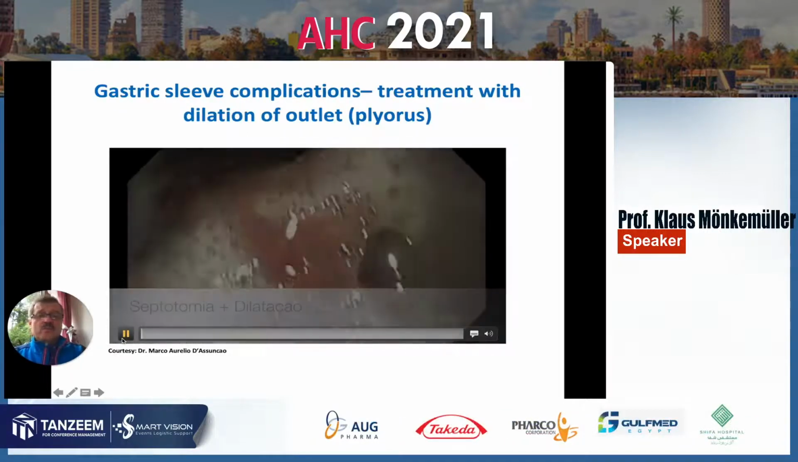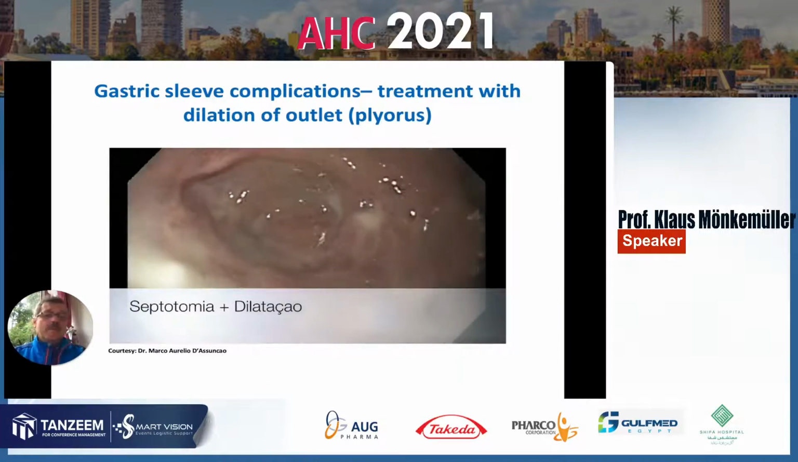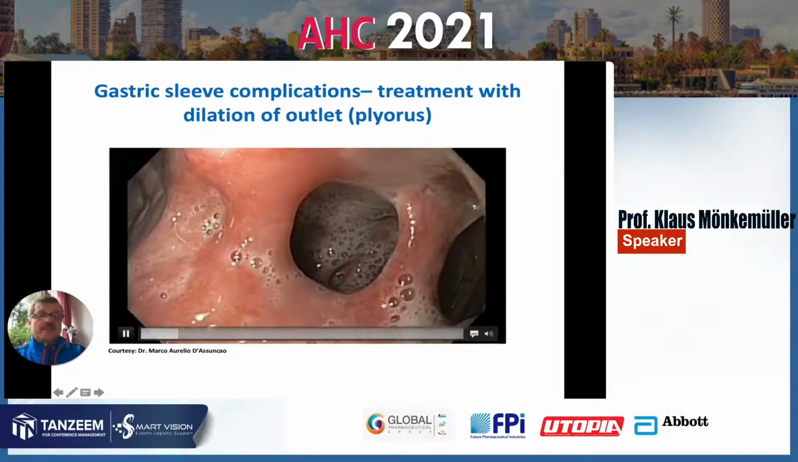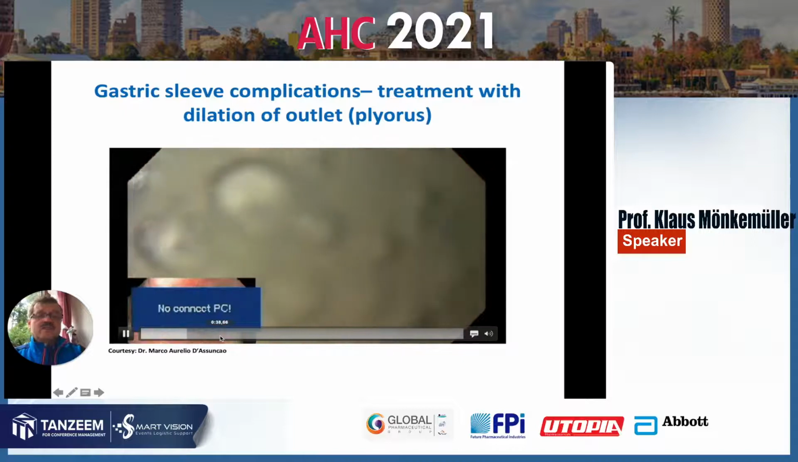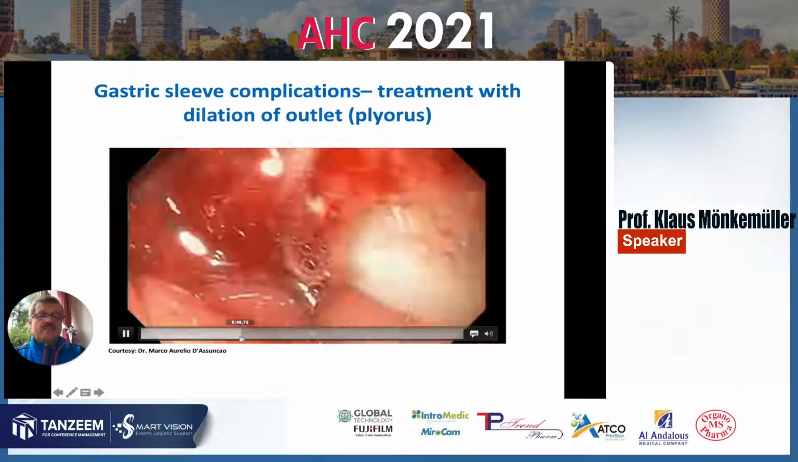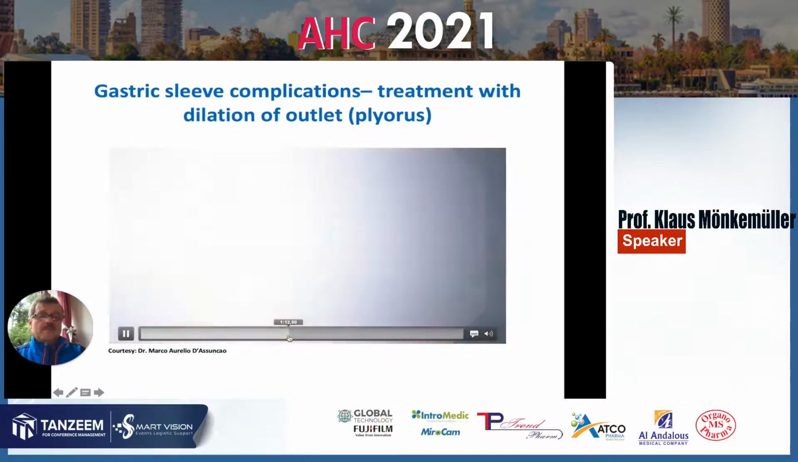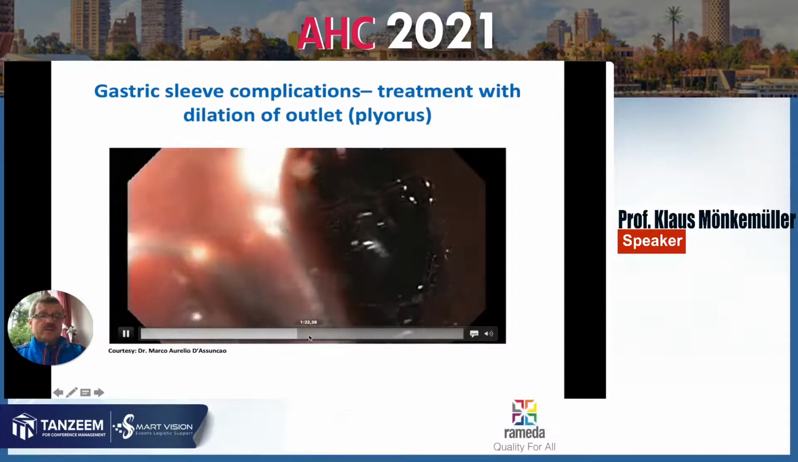One of the options is to do a dilation here at the level of the pylorus. This is the big defect, and by decreasing the outlet obstruction, you decrease the flow into that fistula. So in this case, it's important to advance into the duodenum. The wire is placed deeply in the duodenum.